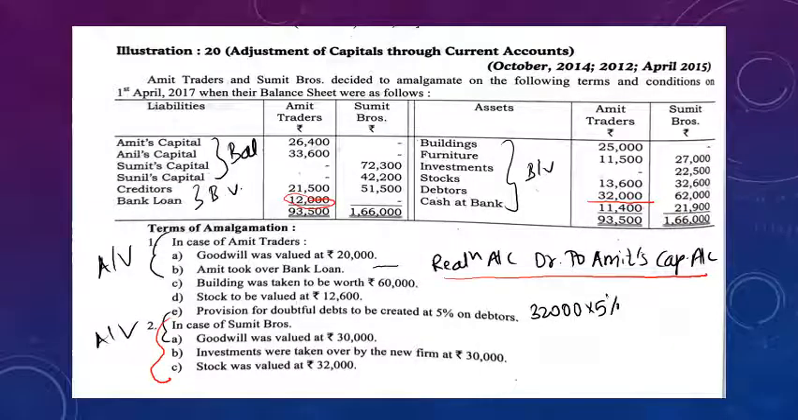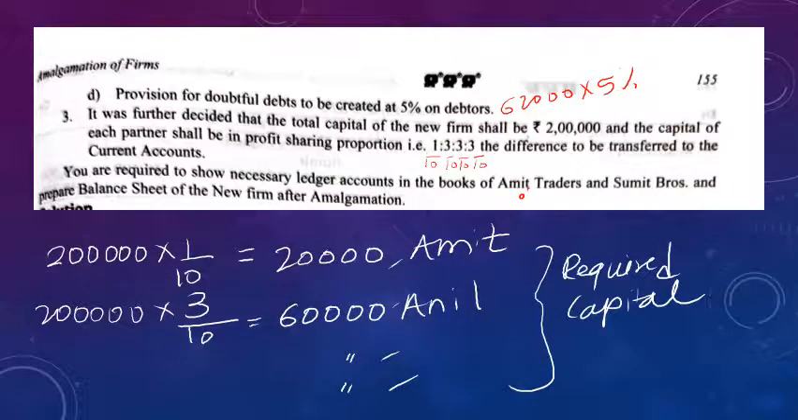See, the terms of amalgamation are given. First, in case of Amit Traders, goodwill was valued at rupees 20,000. So this is goodwill for Amit Traders. Amit took over bank loan. So Amit is the partner and he has taken over one liability. So his capital account will be credited with rupees 12,000 and the entry is realization account debit.